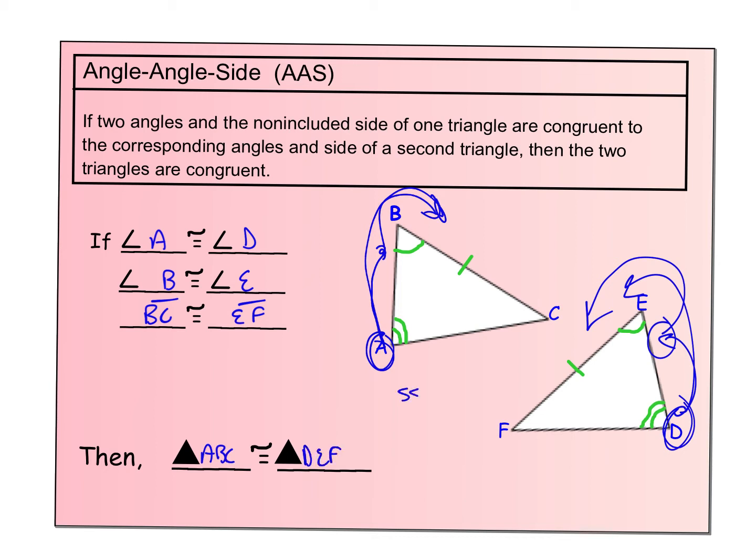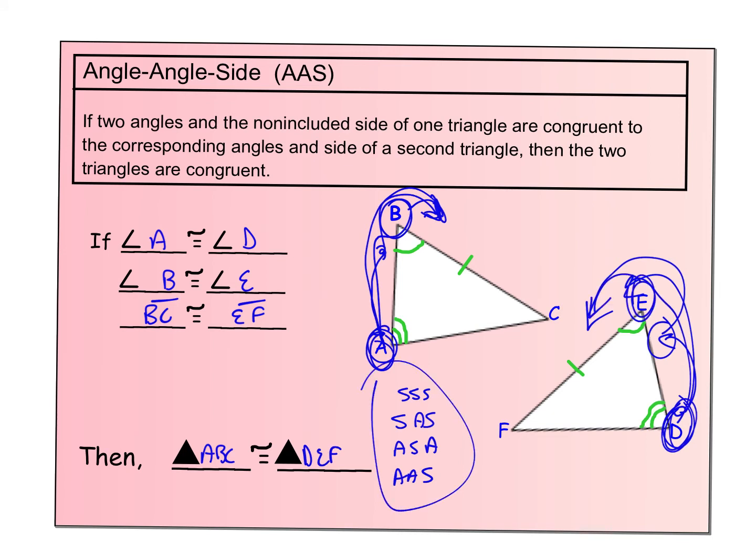So four ways: all the sides, two sides with the included angle, two angles with the included side, or two angles with the next side. So you go A, B, next side, D, E, next side. All right, so those are your four ways.